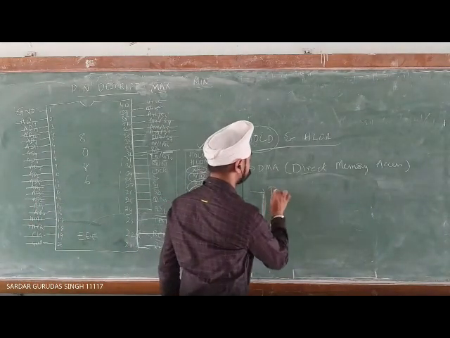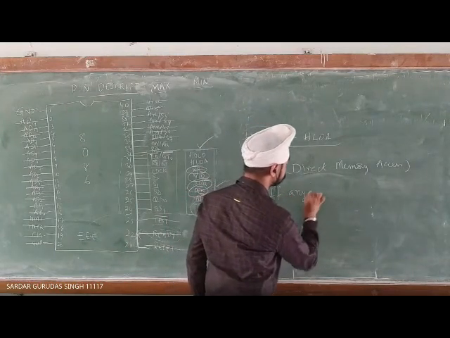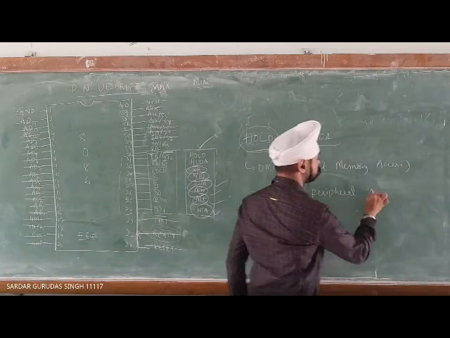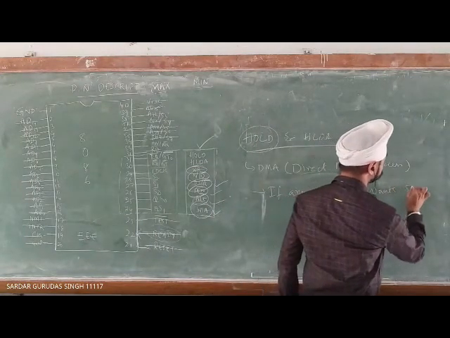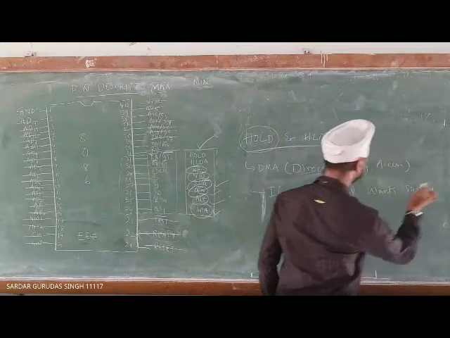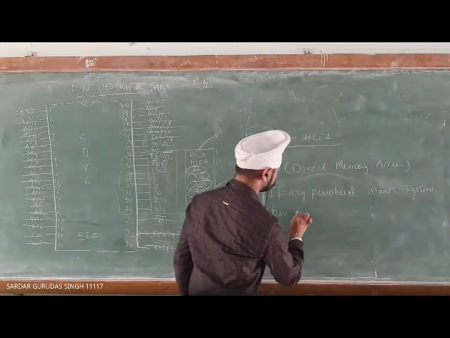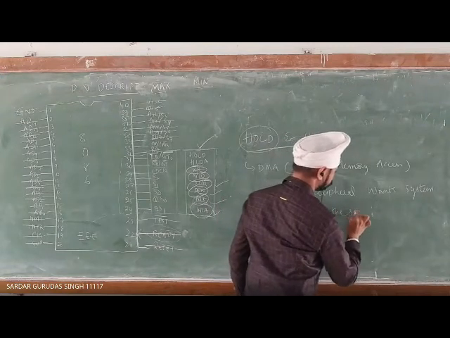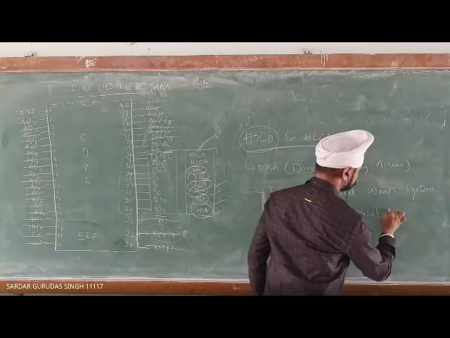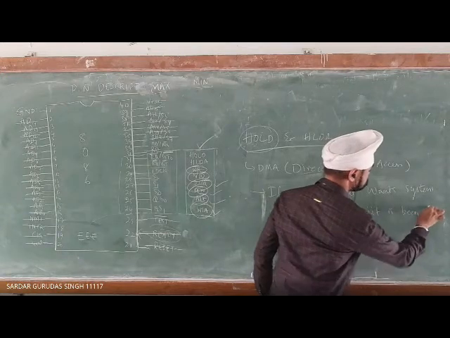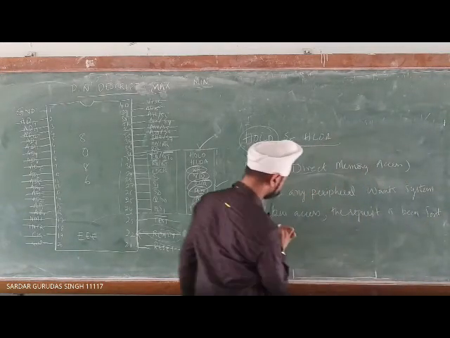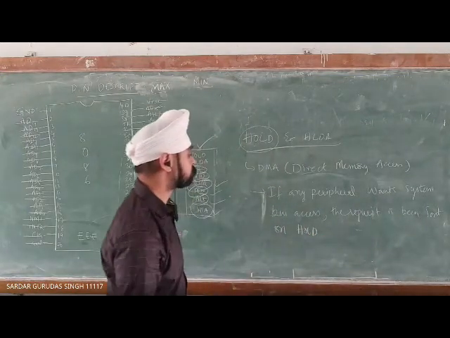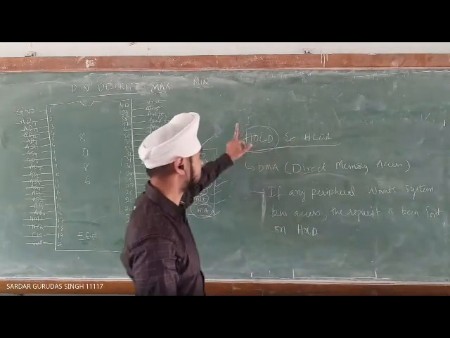So if any peripheral wants system bus access, the request is being sent on the HOLD line, active high on this line.